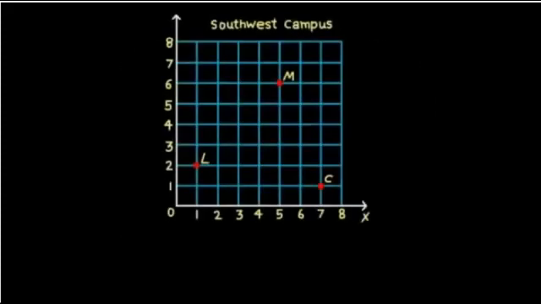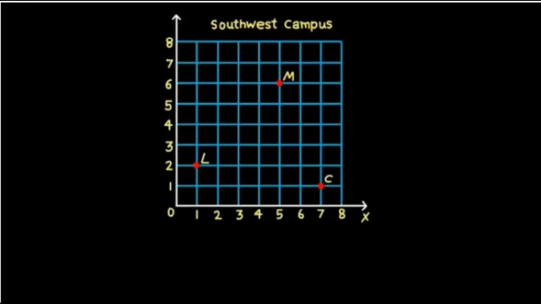A portion of the southwest campus of a local college is shown. A few of the buildings are marked. What are the coordinates of point M, which is the math building? First, we always start at 0, 0, which is the origin, and located at the bottom left corner of the coordinate grid that is shown. When you are finding the coordinates of a point, first you count horizontally along the x-axis. Then you count vertically along the y-axis.